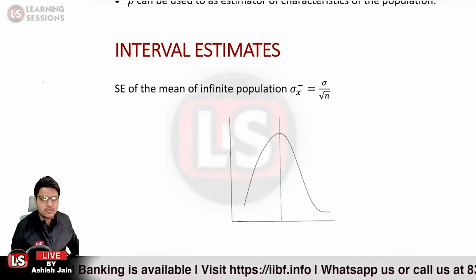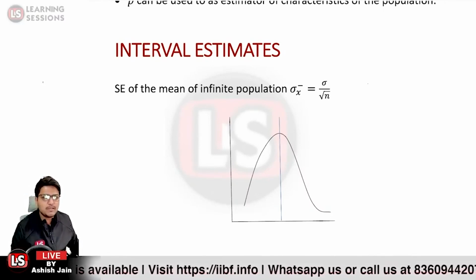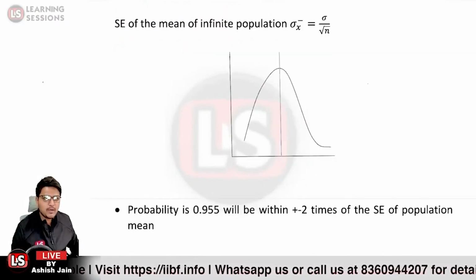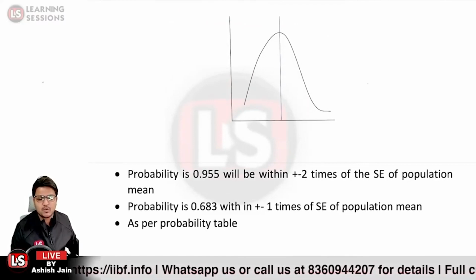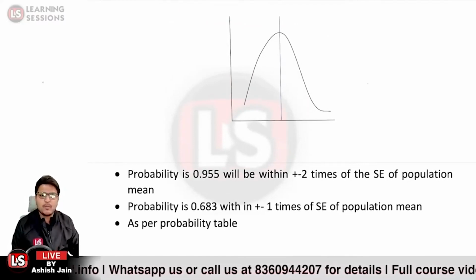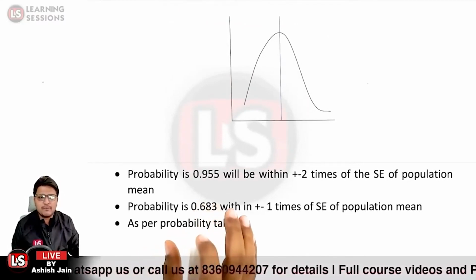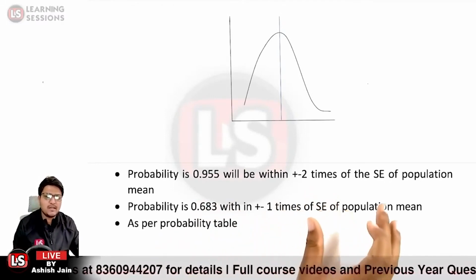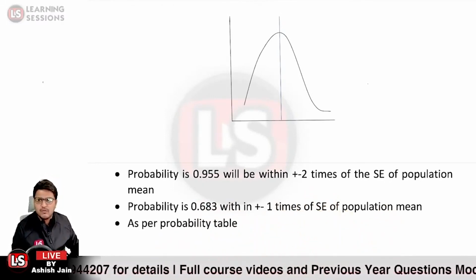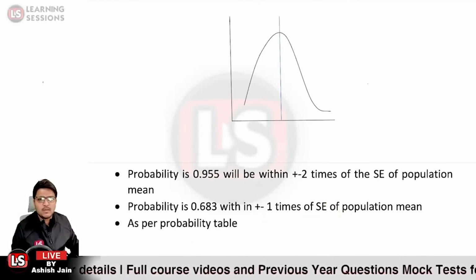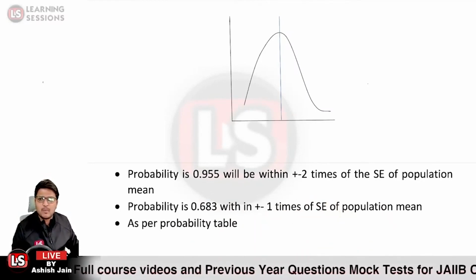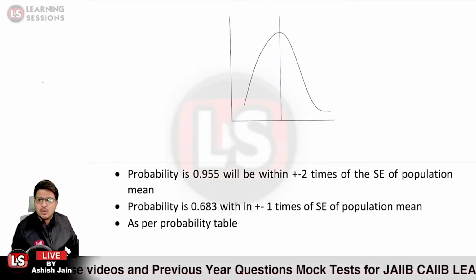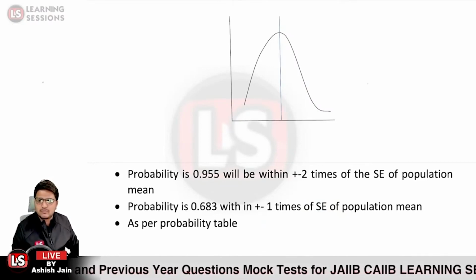Okay, so that was the central limit theorem. Further, let us consider the theoretical part related to it, and it's quite important, so kindly pay attention. The probability of 0.955 is that the sample mean will be within plus or minus 2 times the standard error of the population mean. What does it indicate over here?